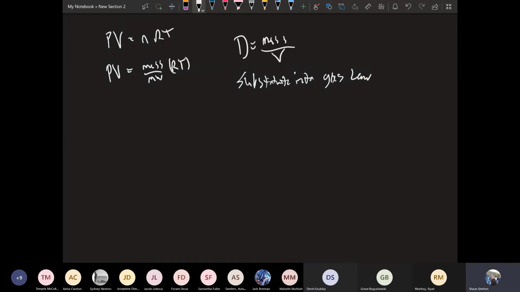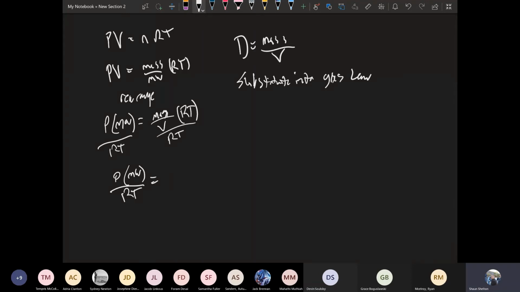All right, so substitution is the important thing here to understand. Before we do any substitution, we're going to rearrange the equation. So we're going to have pressure times MW, and it's a very simple rearrangement, divided by the volume times RT. So now we're going to move the RT over. We're going to divide the RT from this side to this side. So you end up with pressure times molar mass divided by RT is equal to mass divided by volume.